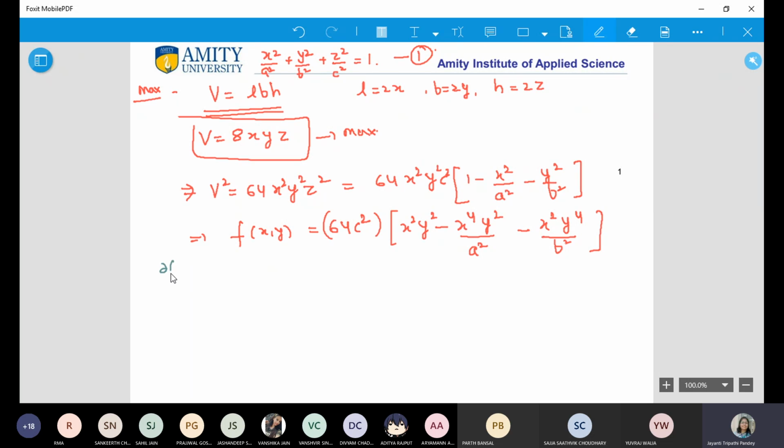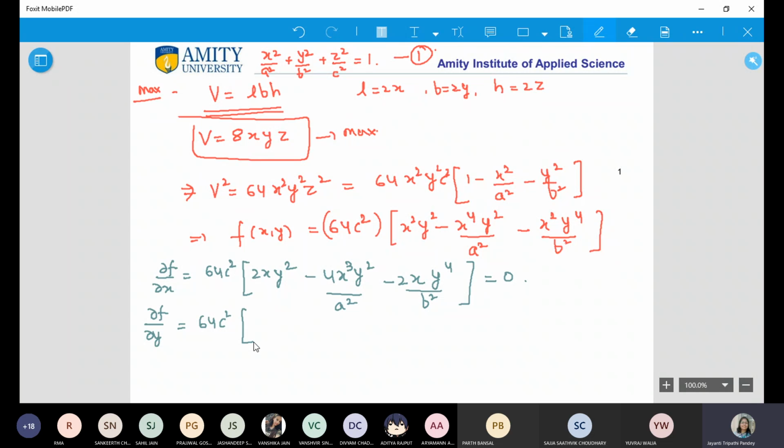So what we will do? Del f by del x. What is that value? 64 c square, 2x y square minus 4x cube y square upon a square minus 2xy4 upon b square equated to 0, and del f by del y is 2x square y minus 2x square y cube upon b square, 4x square y cube.